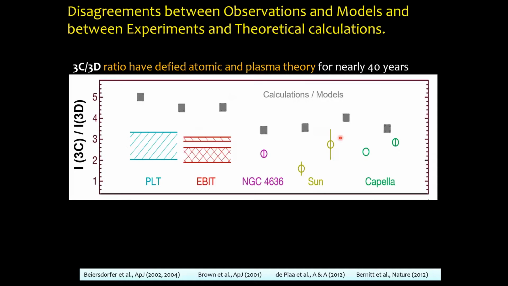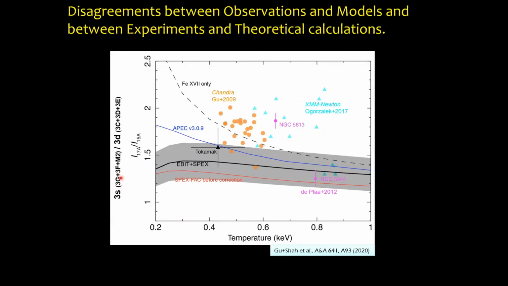And not only for 3C and 3D, but also this other forbidden line complex, 3s, which consists of this M2 line, with the ratio to the resonance line 3C, also shows some disagreement.